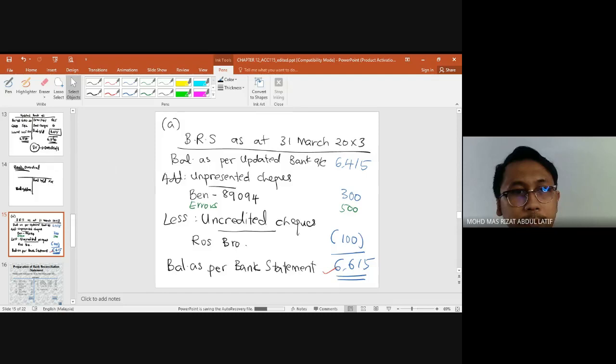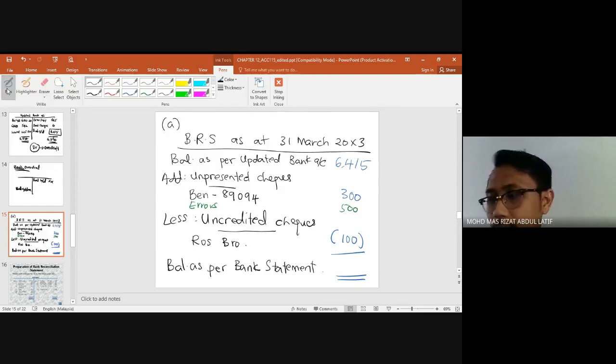Contohnya, okay, sekejap. For example, I padam ni. Okay, so bila you buat soalan nombor 4, and then you dah prepare you punya updated bank account and so on, and then you pun prepare you punya bank reconciliation statement. So at the end of the figure here, you mesti dapat negatif. Negatif 1032.